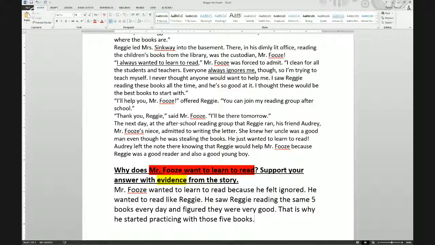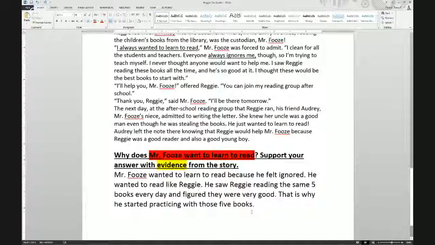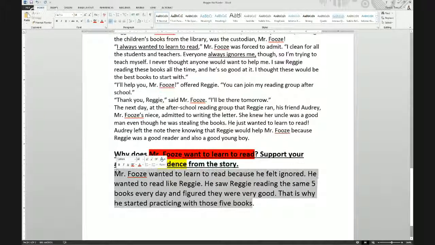Okay, so I've put the obvious answer, which was people were ignoring him, and that's the best one I've got. But then he saw Reggie reading the same 5 books, or he wanted to read like Reggie, which is the truth. He would see Reggie reading those books, and then he figured they were good. So I've taken a 1-sentence answer, and I've multiplied it. I've turned it into 2, 3, 4 sentences. I believe that I'm very likely to get all the points if this was really the FSA.